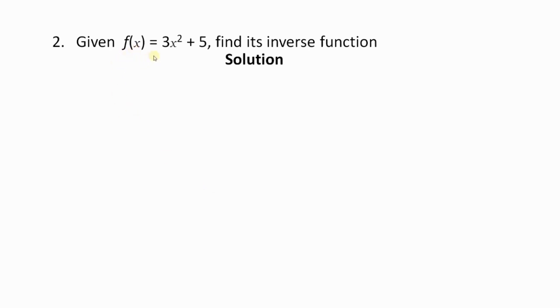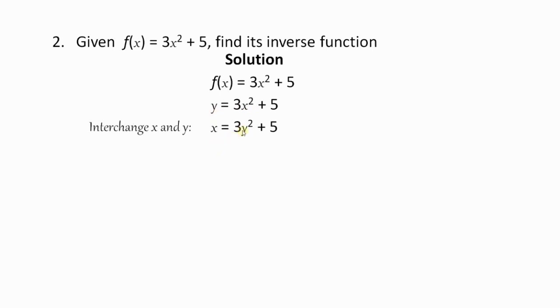Number 2, given f of x equals 3x squared plus 5, find its inverse function. Solution. f of x equals 3x squared plus 5. So you remove f of x and replace it with y. So it becomes y equals 3x squared plus 5. And in the next step, you interchange the variables. So you have x now equals 3y squared plus 5. Then the next step is to make y the subject of the equation. So we make y the subject of the equation.